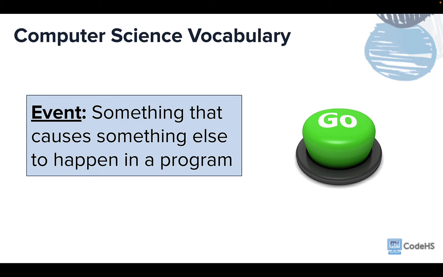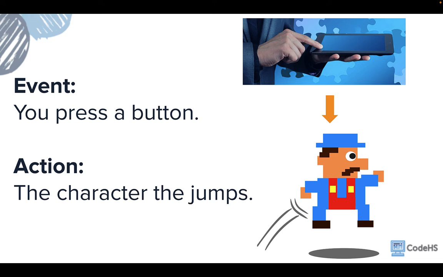An event is something that causes something else to happen in a computer program. When you play a game, you're using events. Each time you press a button, you are causing an event. As a result, the character in your game will jump or move based on the button you pressed. The event of pushing a button causes the action of moving the character.